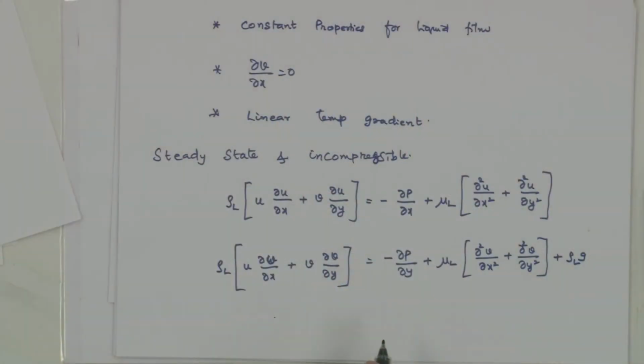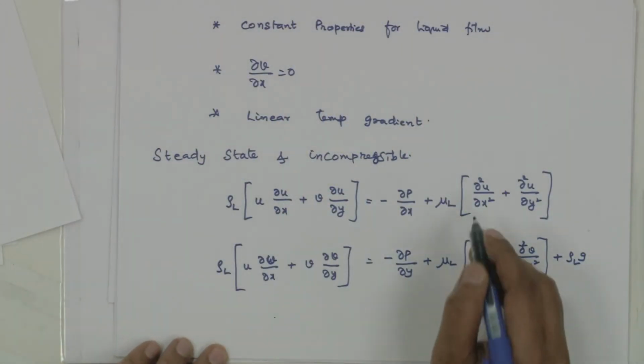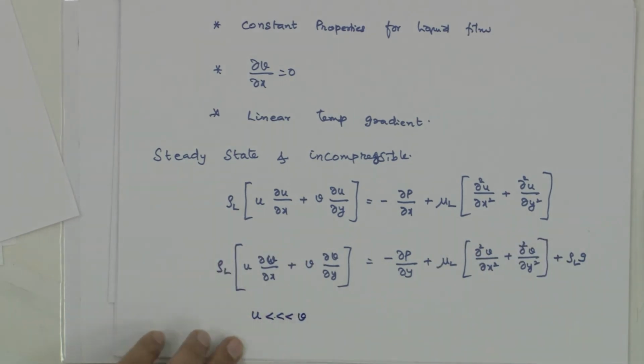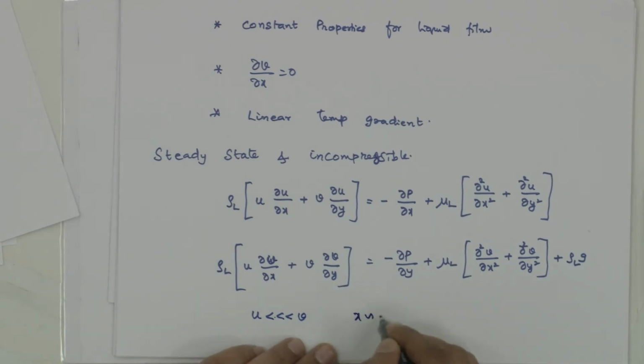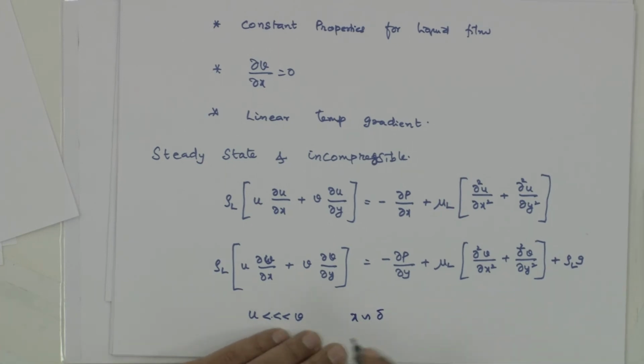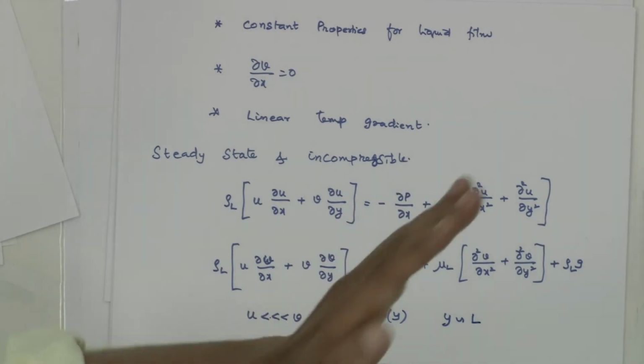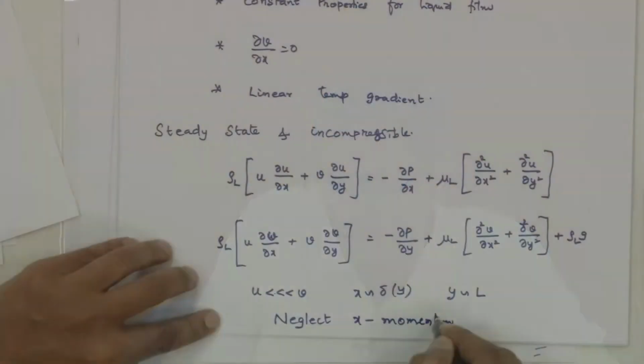Now before we get to dp by dy, without much complication, let's make life easy. We will say that u is very much less than v. U is very much less than v, and x is of the scale of delta, which is the film thickness, and which is a function of y actually. Remember that. And y is of the order of the length of the plate or the height of the plate, which I have taken as L. So because u is very much less than v, I can neglect the x momentum equation.